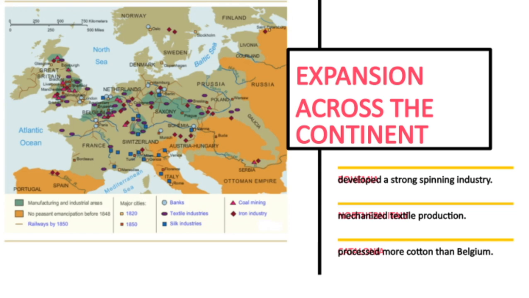Moving north, northern Italy developed a strong spinning industry, which was essential for producing yarn and textiles at a larger scale. These developments are part of the broader story of expansion across the continent, where different regions specialized and contributed to the overall growth of the textile industry. This slide underscores how industrialization was not confined to one area, but was a widespread transformation, shaping the economic landscape of Europe during this period.